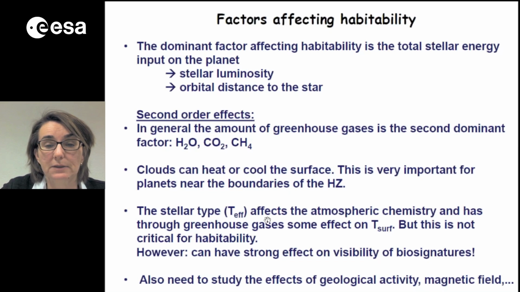The stellar type itself affects the atmospheric chemistry. I've not gone into detail on that in the last slide, but it does affect the atmospheric chemistry, though it does not have a big effect on the surface temperature. However, it can have a very strong effect on the visibility of biosignatures, as you have heard in the talk by Lee Grenfell before. And then there are a number of other effects which have not been studied yet in the context of exoplanets, the geological activity, the magnetic field, and so on.